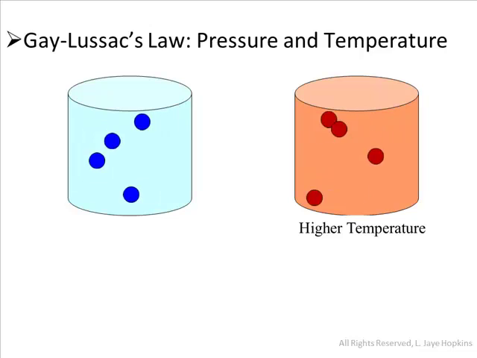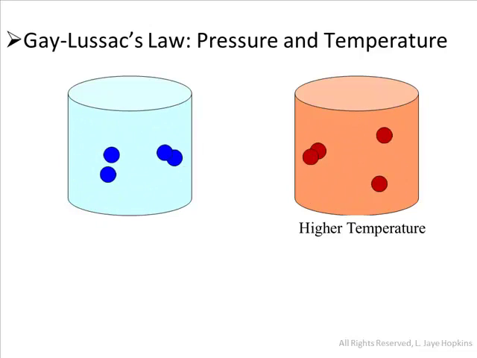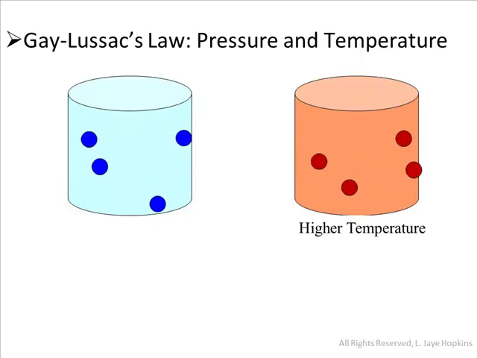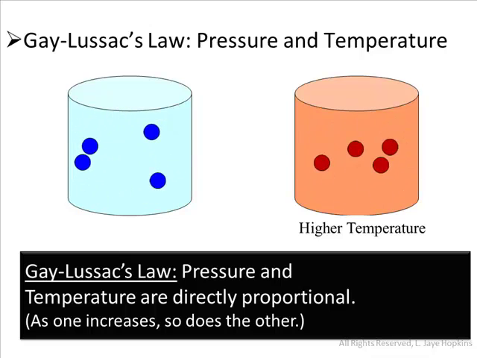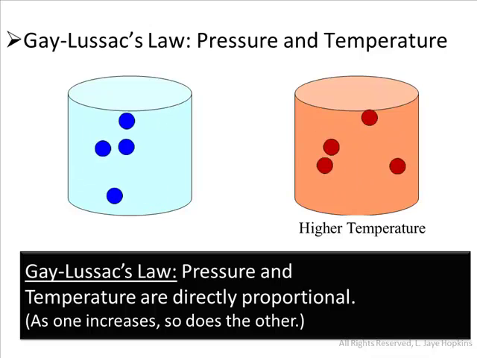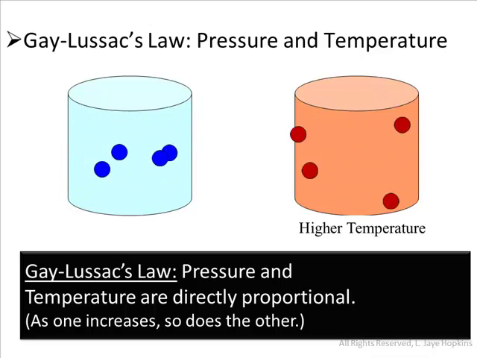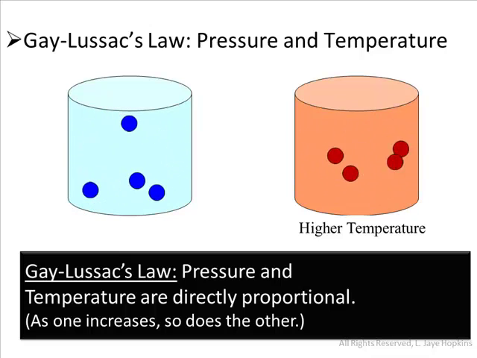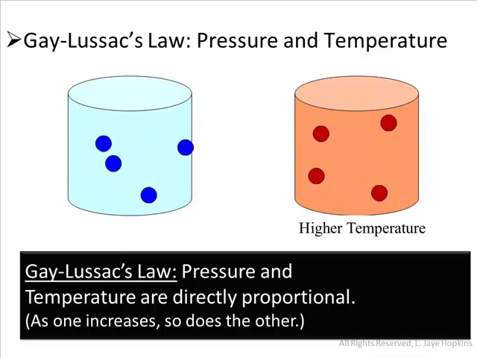Unlike Boyle's law, we're not saying that as one thing goes up, the other goes down. Instead, we're saying as temperature goes up, the pressure also goes up. So Gay-Lussac's law is an example of a relationship between pressure and temperature which is directly proportional. In other words, as one increases, so does the other. If you increase the temperature of a gas, you increase the pressure of it.